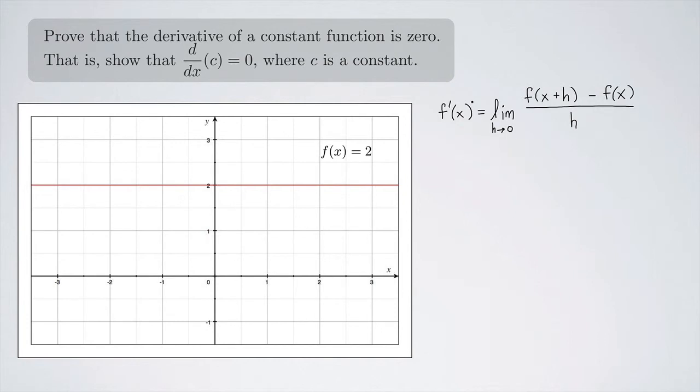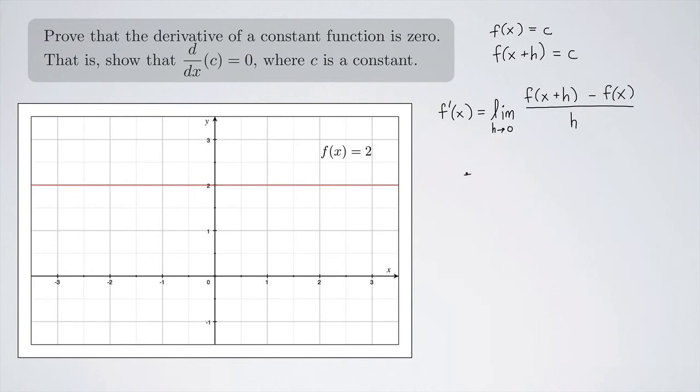I'm just going to go ahead and use this expression here to show what we're trying to prove here. Okay, so now we have f of x plus h minus f of x. Well, remember, f of x is a constant, so f of x is going to equal c. And in fact, f of x plus h, that's also going to equal c. Since it's a constant, f of anything is going to equal c.